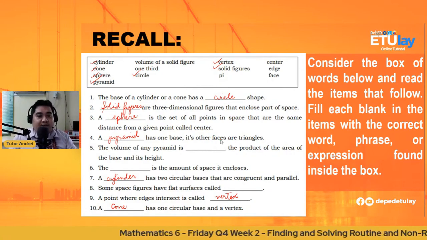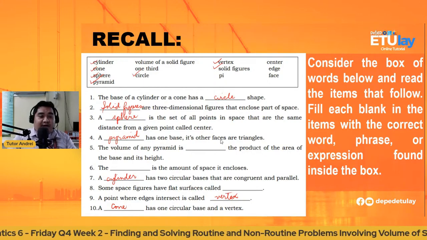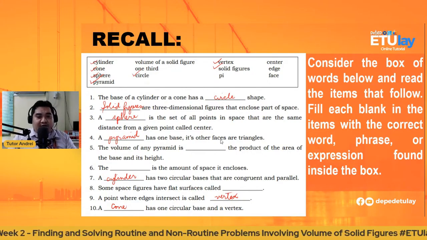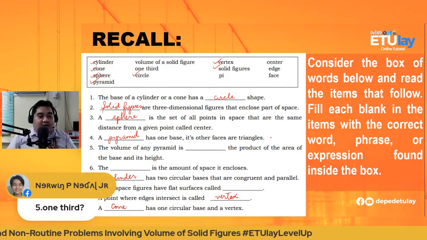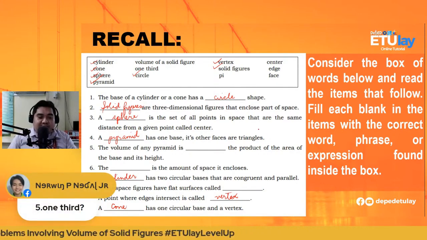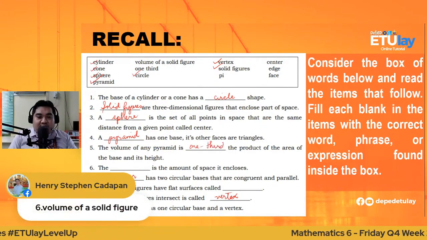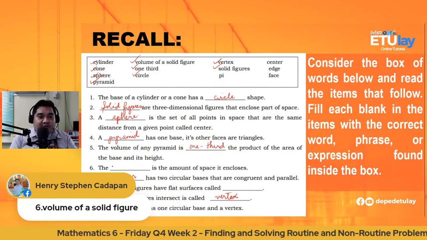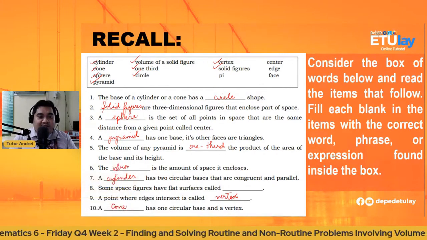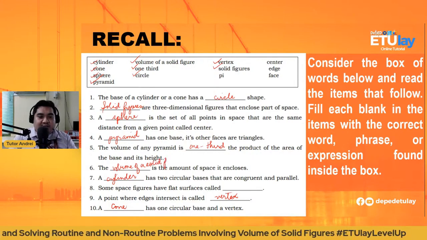Okay, so let's have number 5. The volume of any pyramid is blank, the product of the area of the base and its height. So what's the answer to this? Okay, number 5. Yes, tama si Nerwin Negal Jr. 1/3. Very good. Ayan, so sa number 6, yes, tama ang sagot ni Henry Stephen. The volume of a solid figure. That is correct. So the volume of a solid figure is the amount of space it encloses.